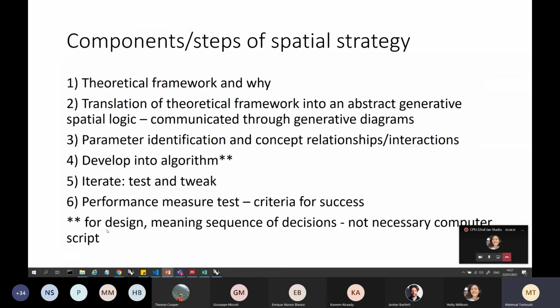So that's the third step. The fourth step is to develop it into an algorithm. I've marked this with 2 stars here. For design, this means a sequence of decisions, not necessarily a computer script. Think of it as a logic for you to generate your project in terms of the design. So what are the sequences? This goes here, this goes here, this goes here.